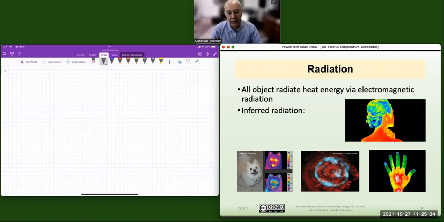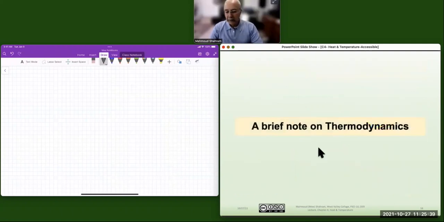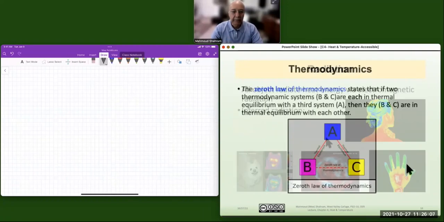Okay, so the last part is a brief introduction to thermodynamics. Thermodynamics is a very detailed subject which requires a course by itself, but is beyond the scope of this course. So I'm just going to go quickly, just give you an introduction.